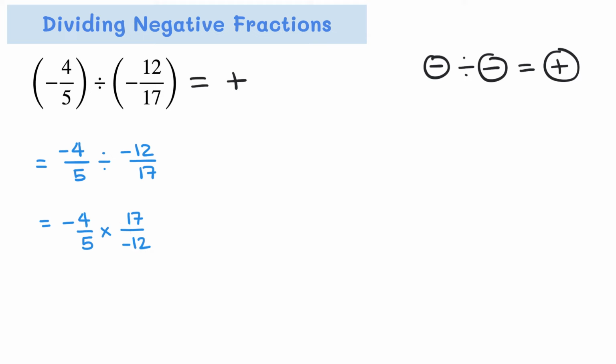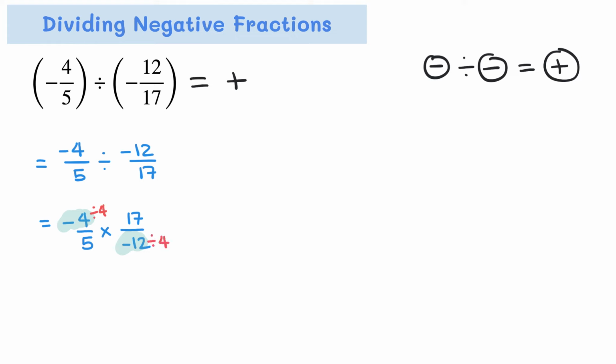So instead, I'm going to check my diagonals and see if I can simplify. So I'm going to look, I've got negative 4 and I've got negative 12 here. So this can be simplified. I can divide both 4 and 12 by 4. So I'm going to do that to make my life a little bit easier.